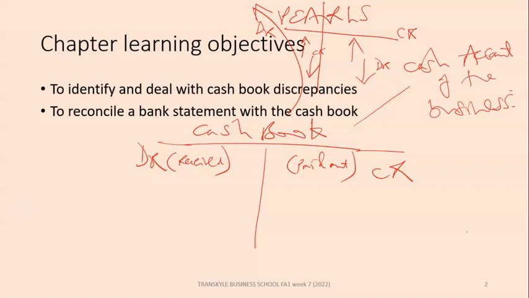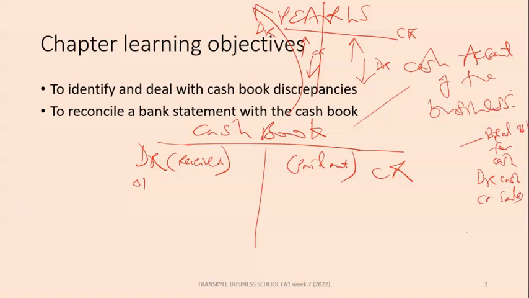Now, let's say we have received money from a customer. We sold bread for $1, bread $1 for cash. What happens is we debit cash and credit sales. We have made some sales. We have sold.